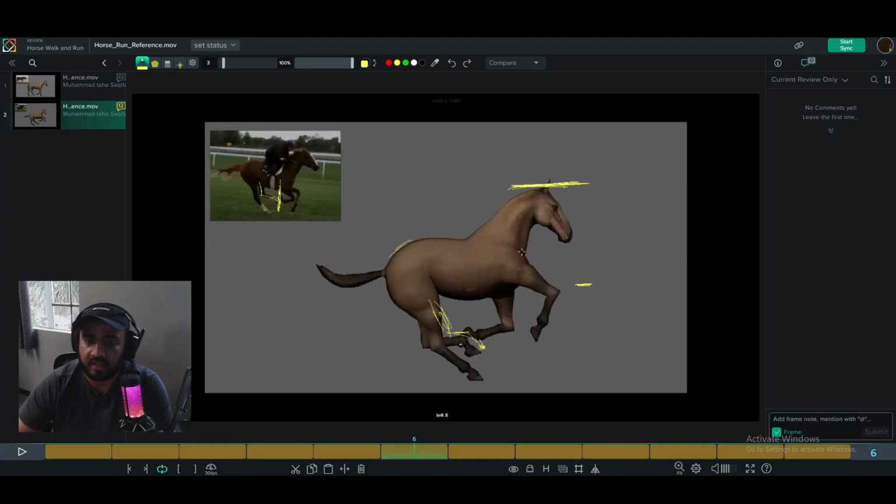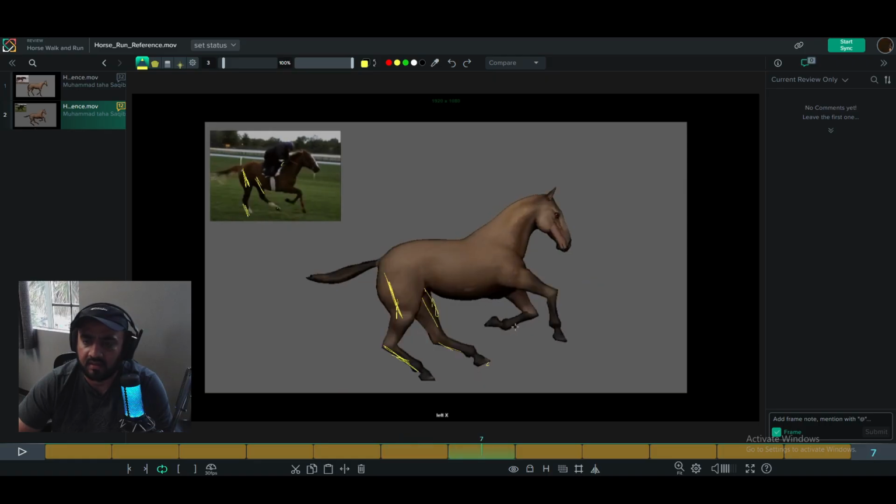Same over here, we are over rotated. Our shoulder is a bit over rotated, it feels broken. So let's try to bring it back and then have that nice structure. Horses are all about power, all about energy. We cannot over rotate something, it feels broken. Same for this leg. Let's try to find a nice angle for these legs.